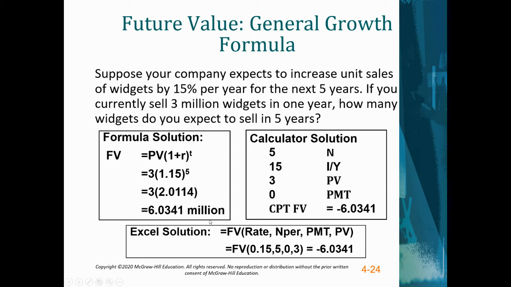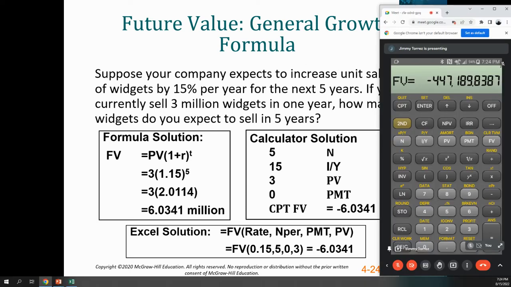So it's real easy. Right now we're selling 3 million. The growth rate is 15%, so 1.15 for the next 5 years, to the 5th power. So 1.15, if we do it in our calculator to the fifth power, gives us 2.0114. I wasn't going to do it, but I might as well go ahead and do it.